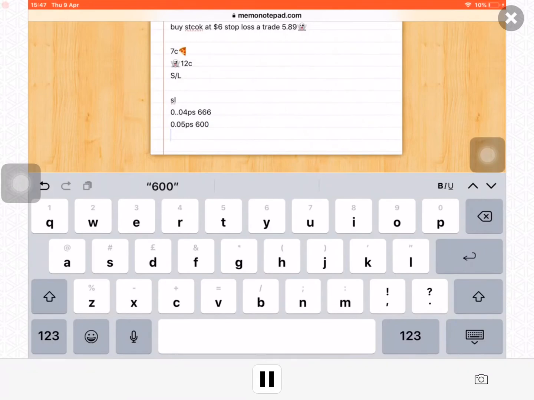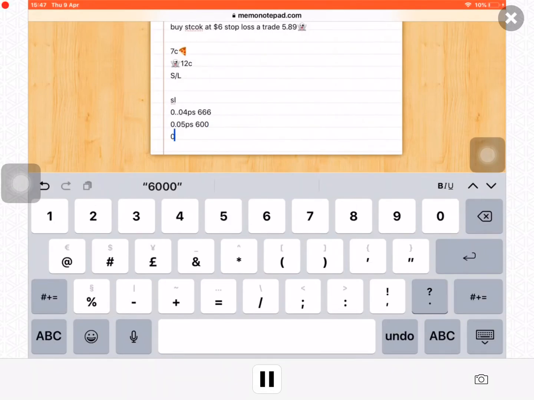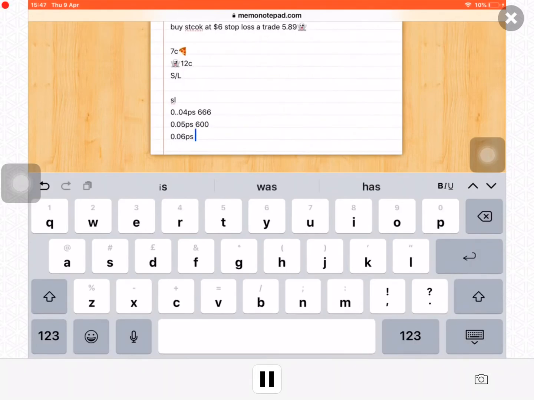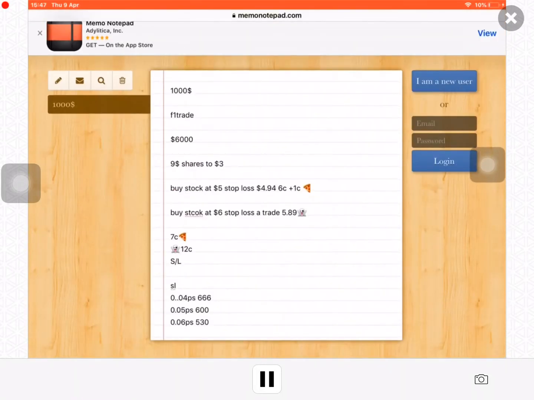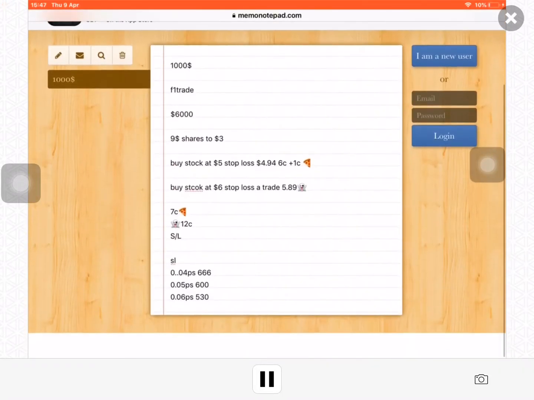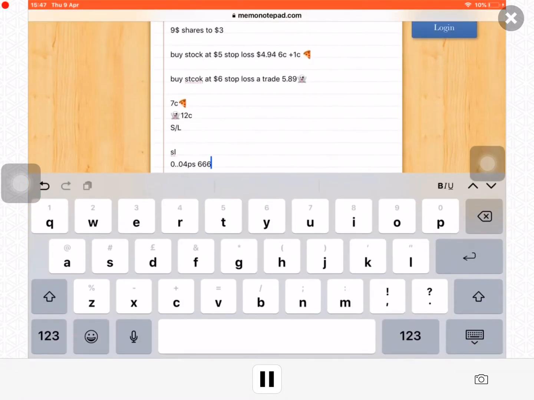So basically, this keeps going up. All I've got is this written in front of me every day. So I know exactly how many shares to buy depending on the stop loss, not depending on the price of the stock, because it's all stocks between $3 and $9, but depending on how big the stop loss is. So 0.6 is 530 shares. You can see that it's the stop loss which dictates the risk. And that means, if I do it this way, then on every single trade I take.